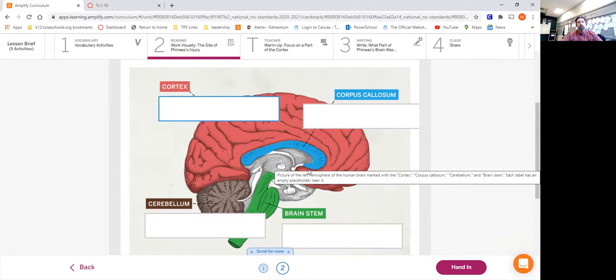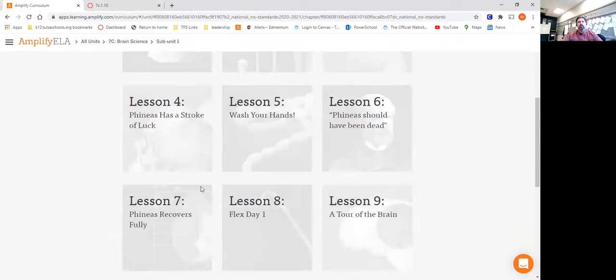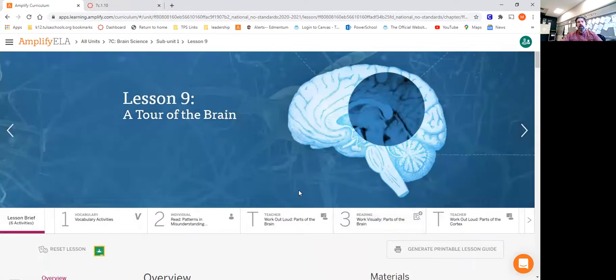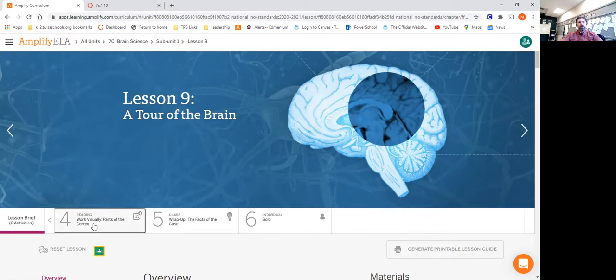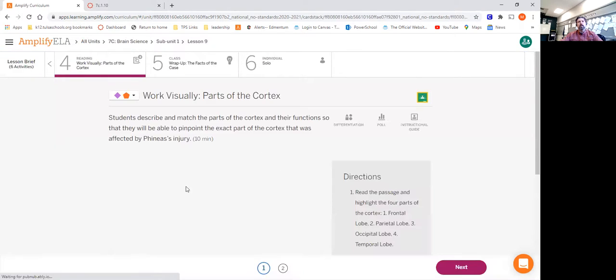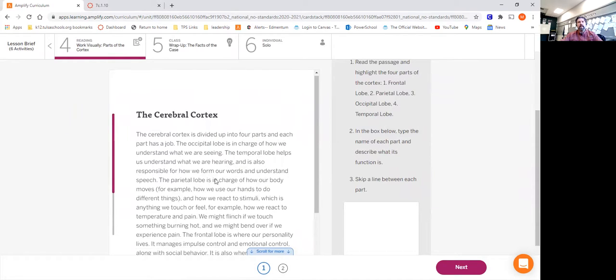So what you're going to want to do, probably, what I would do if I were you, is go back a lesson, okay? Go back to lesson 9 right here and refamiliarize yourself with it. Because here is the cortex. Work visually on slide 4. It actually breaks down these different parts of the brain to show us, hey, these are what they do. Right here, this tells us what the various parts of the brain do. Make sure you're familiar with that. If you do, this writing assignment's going to be a piece of cake.